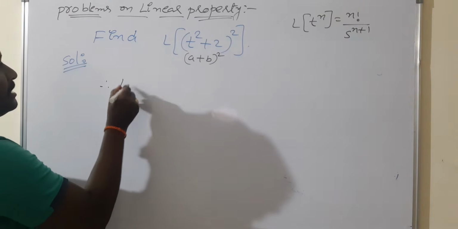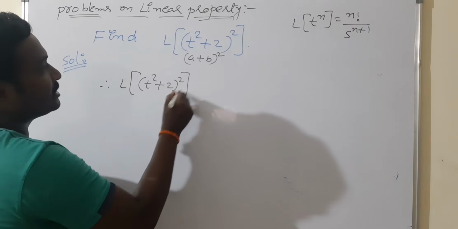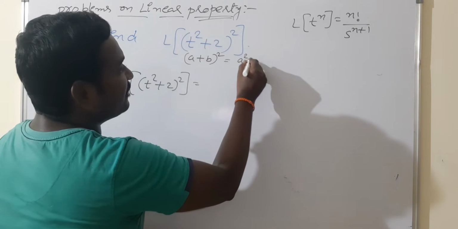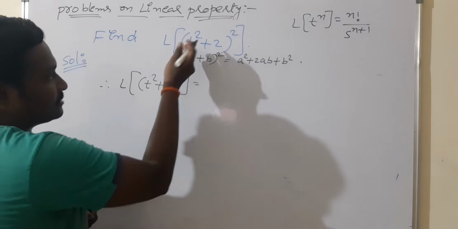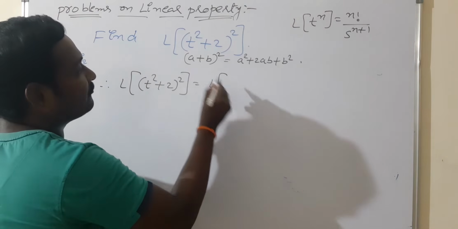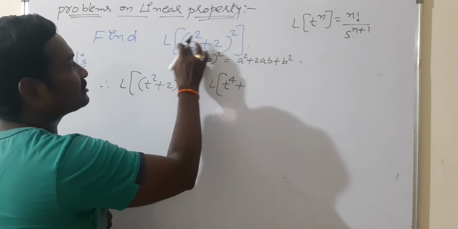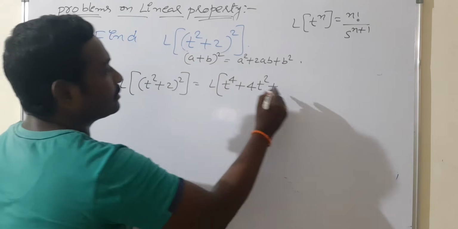So L of (t square plus 2) whole square is equal to, everybody knows that the (a plus b) whole square formula is a square plus 2ab plus b square. By using this formula, expand the inside function. L of t square whole square, t power 4, plus 2 t square into 2, 4t square, plus 2 square, 4.